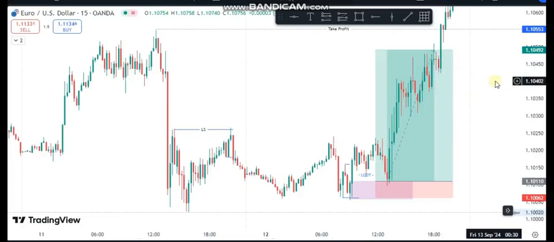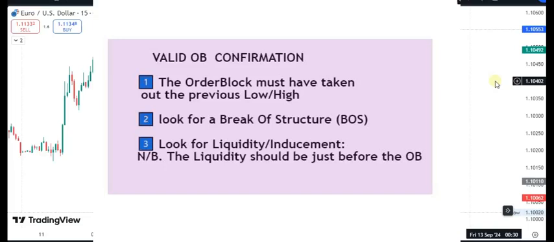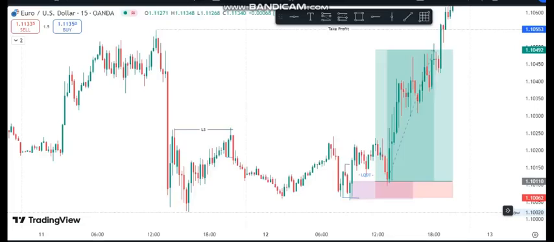So you have to look for 3 things. First, an order block. Secondly, the order block must have taken out the previous low or high. And the third one is the break of structure, or what we call change of character. So when you have these things, you can go ahead and take your trade.